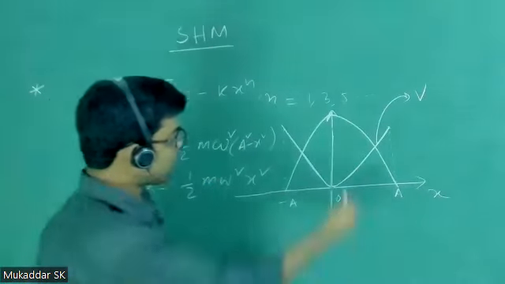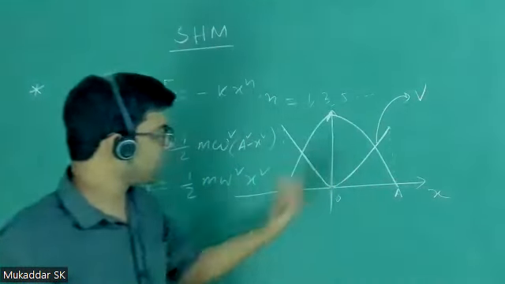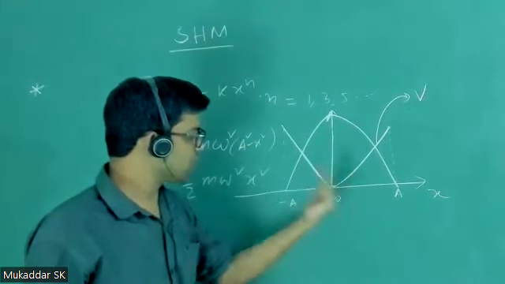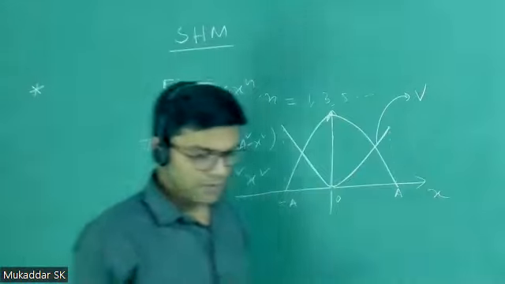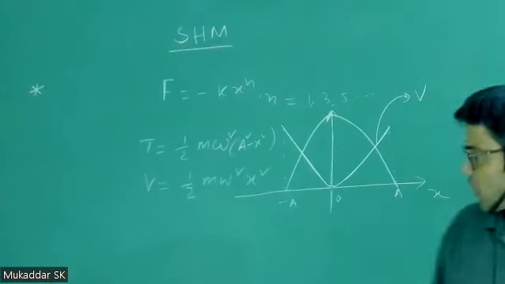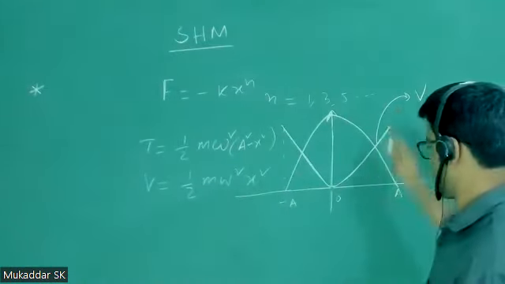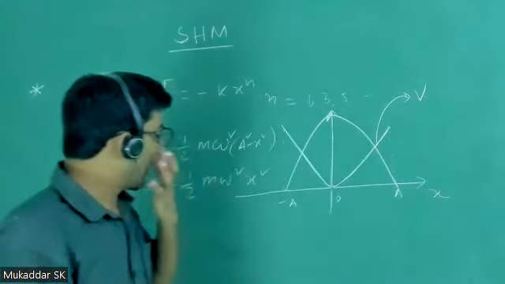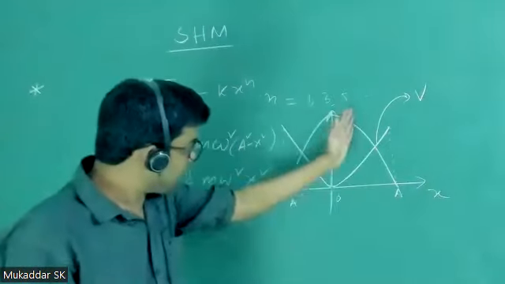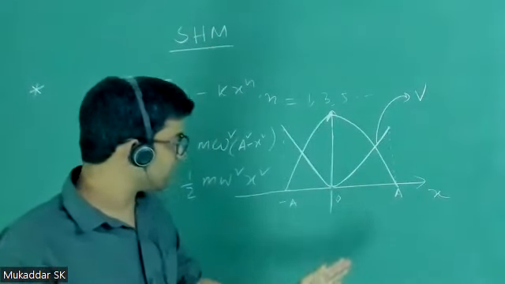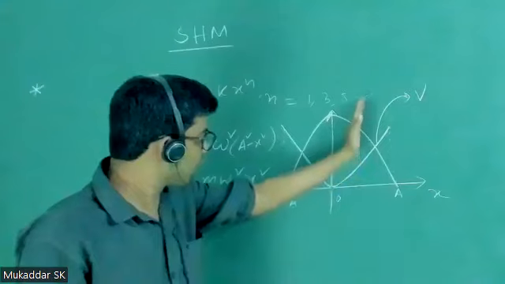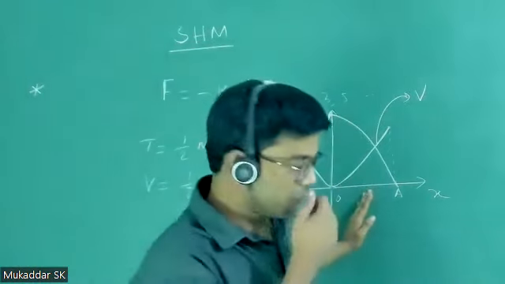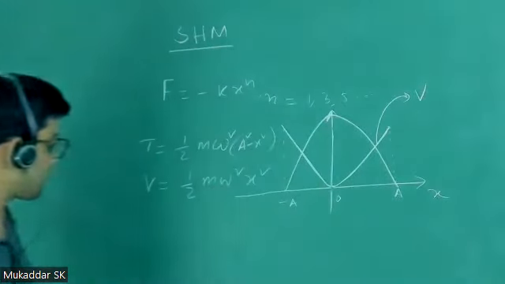ठीक है ना? But if you sum them at any position, the sum of the kinetic energy and potential energy, how much will it be? It will always be half m omega square a square. It's not a straight line, this will be a parabola. Irrespective of any position, wherever the oscillator is, the total sum of the kinetic energy and potential energy will always be half m omega square a square. That is conserved.